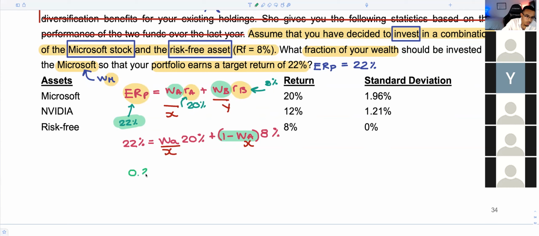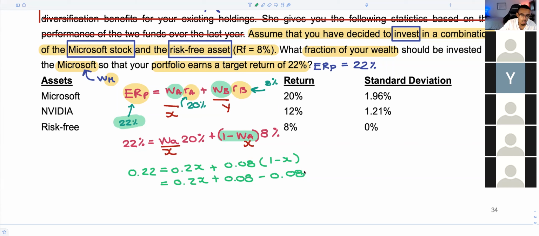So we know that 0.22 is equal to 0.2x plus 0.08 times (1 minus x). Okay, that's what we know. So because of that, we could actually get something pretty interesting. Let me make sure that this makes sense. So you'd have 0.2x plus 0.08 minus 0.08x. That's equal to 0.22.